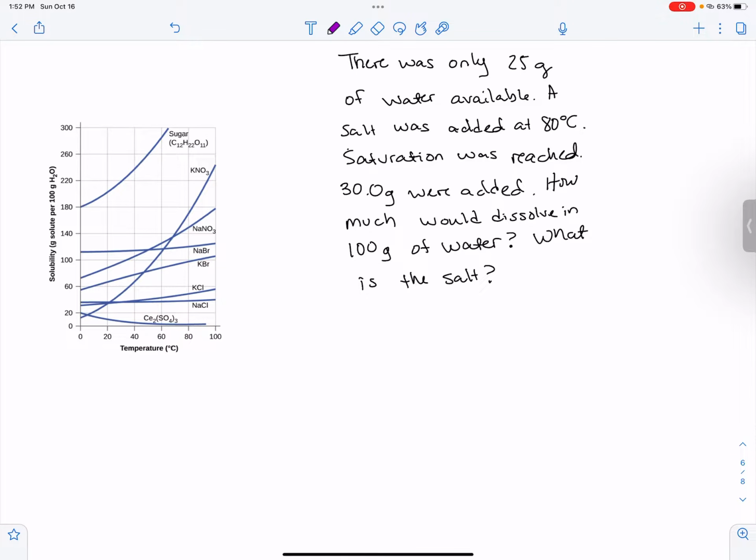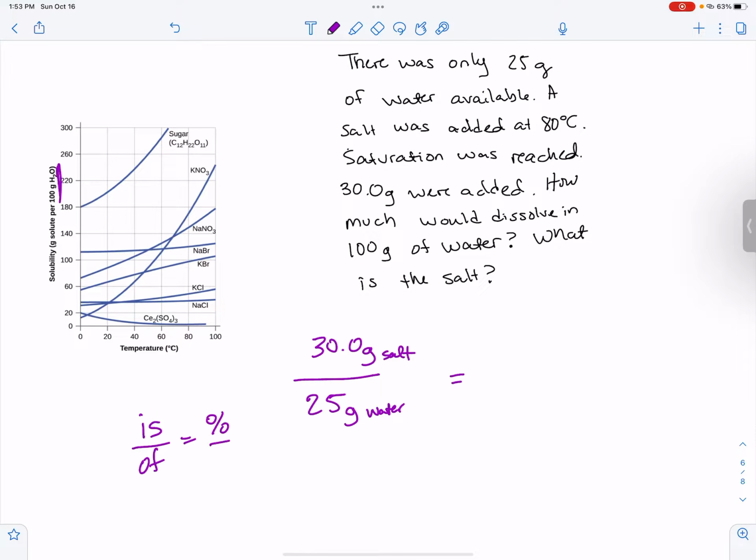So it says there was only 25 grams of water available. So remember, this is 100 grams. A salt was added at 80 degrees, and saturation was reached after 30.0 grams of the salt were added. So that's 25 grams of the water, and then this is of the salt. And I always like to set these up as proportional. I learned this a long time ago. Is over of equals percent over 100. So it kind of is similar, but you can also just set it up as a proportion.